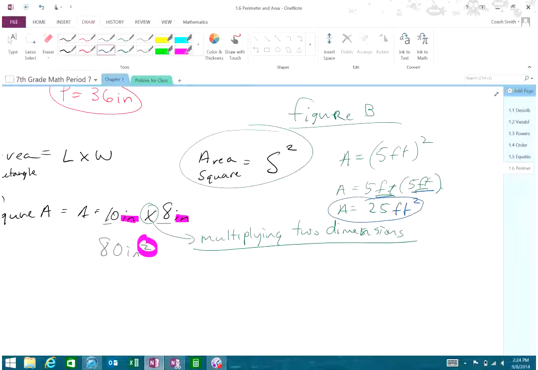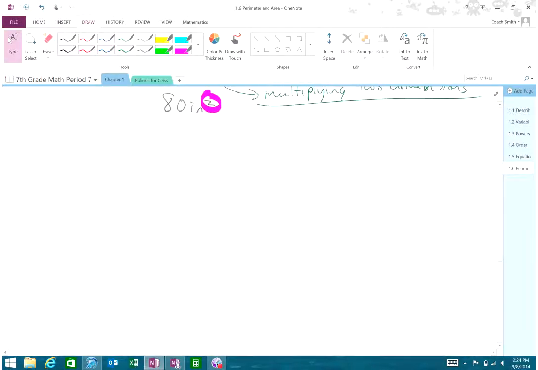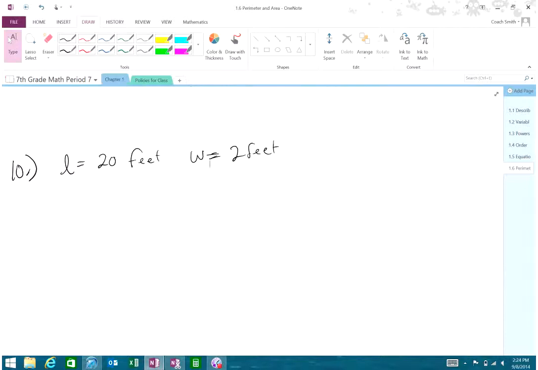look in your book at number 10. Number 10 says, length equal to 20 feet, W equal to 2 feet. All right? And they want to know, the directions say, find the perimeter and the area of the rectangle with the given dimensions. So we got to figure the perimeter.